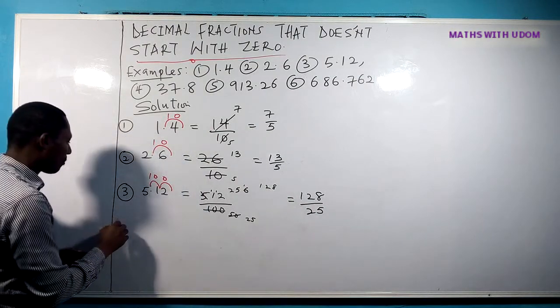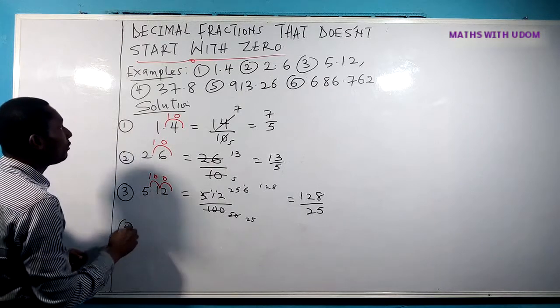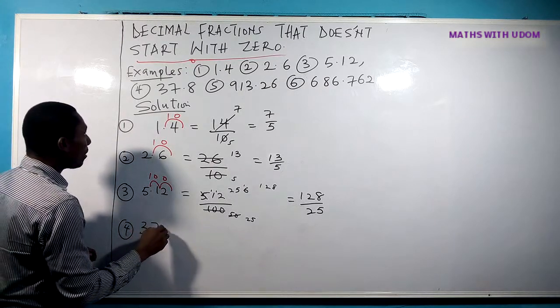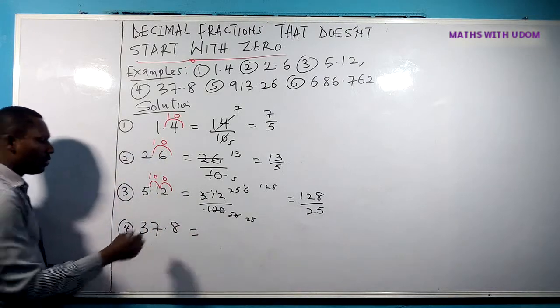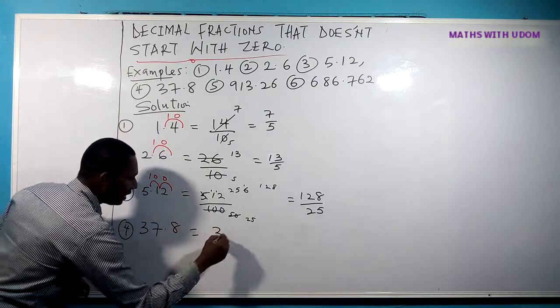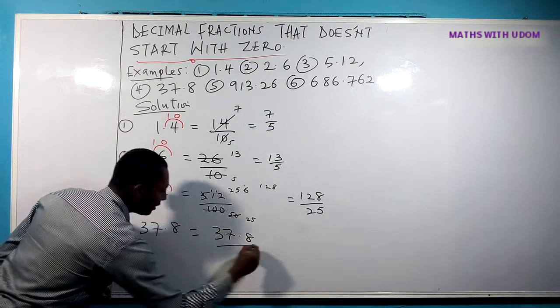So let's look at example 4. We have 37.8. Okay, 37.8. So this can be written as 378 divided by what?